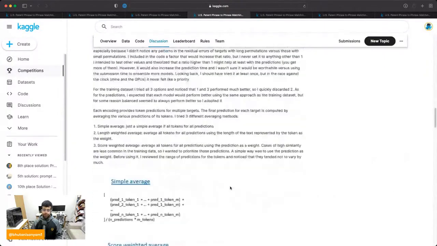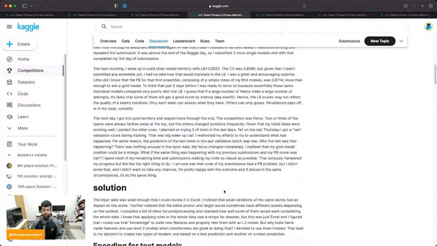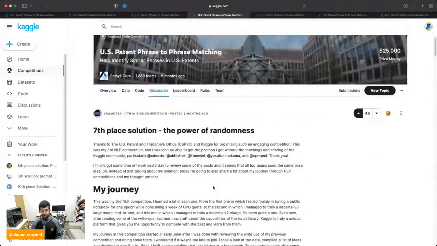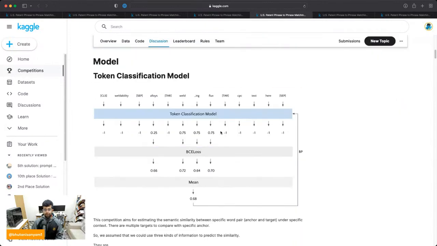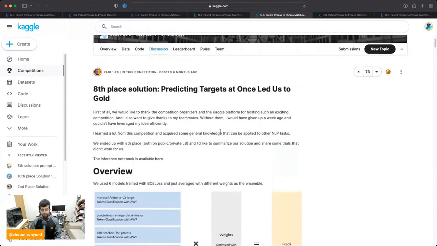So one more cool thing worth highlighting. I did not see AWP in this solution. So this team or this person did not use that. And they also did not experiment with external data, which was cool to see. So this was one of the unique approaches, if I may, compared to the other ones. I think this might be the last solution we go through.